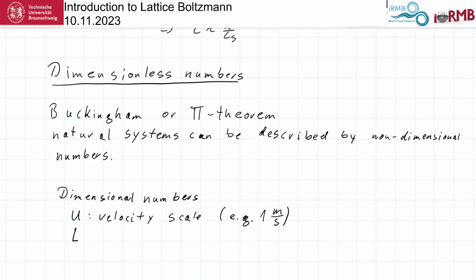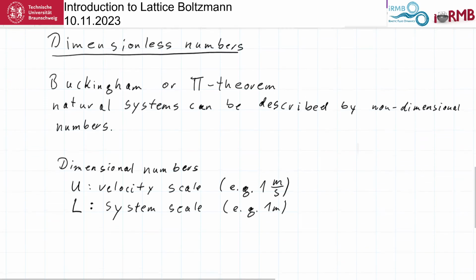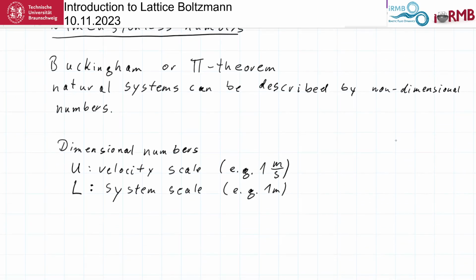So, for example, we could say that this here is just, for example, 1 meter, right? And then we have another quantity that is the size of the system. This is L. And again, this is something that we consider to be characteristic of a scale. So we could simply say, for example, this is 1 meter. Yeah? And then we describe our actual problem.